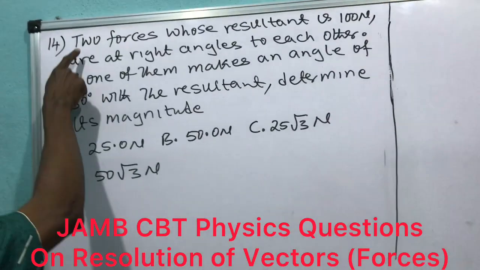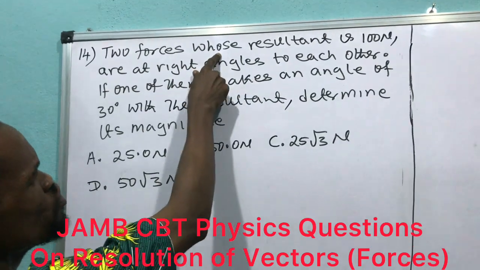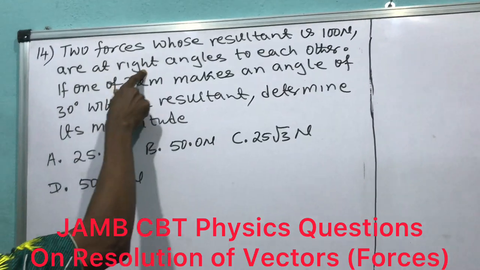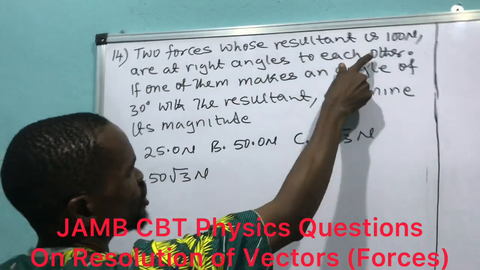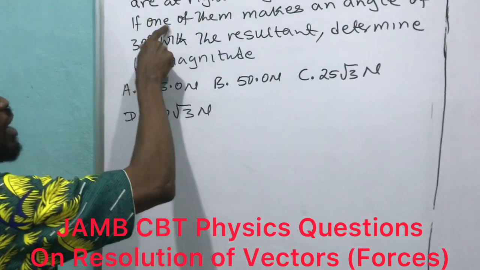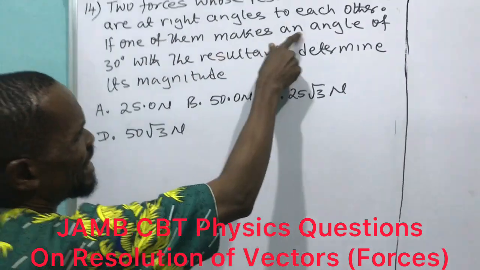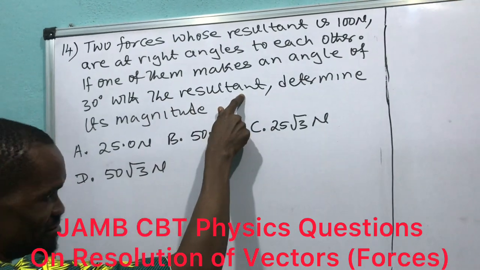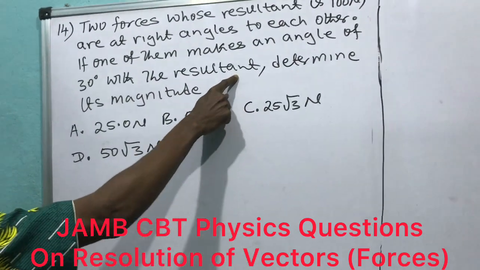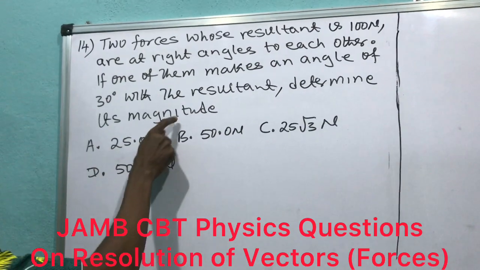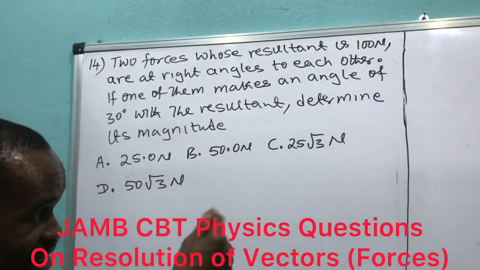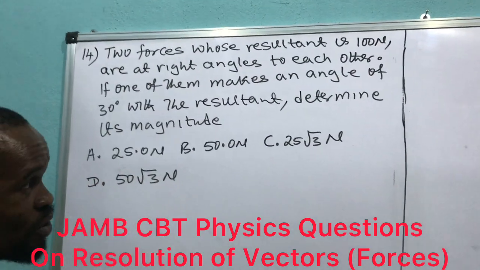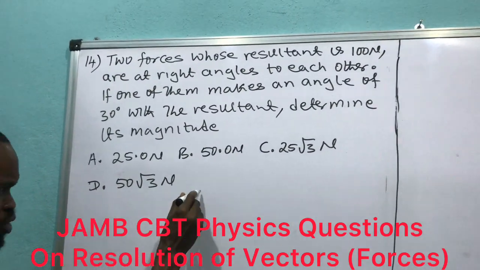There is question number 14. Question number 14 says two forces whose resultant is 100 Newton are at right angles to each other. If one of them makes an angle of 30 degrees with the resultant, determine its magnitude. We should determine its magnitude, the magnitude of the one that makes an angle of 30 with the resultant. We go to the solution.